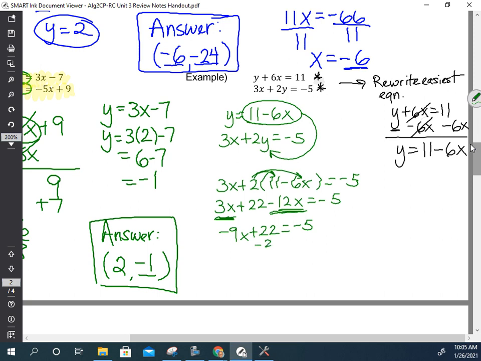Subtract 22 on both sides. Negative 9x equals negative 27. Divide by negative 9. x equals 3. Any questions before we finish this off?